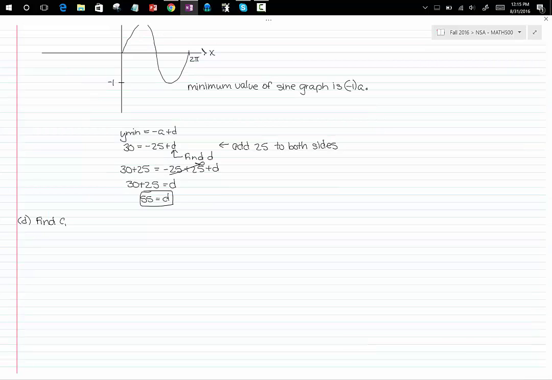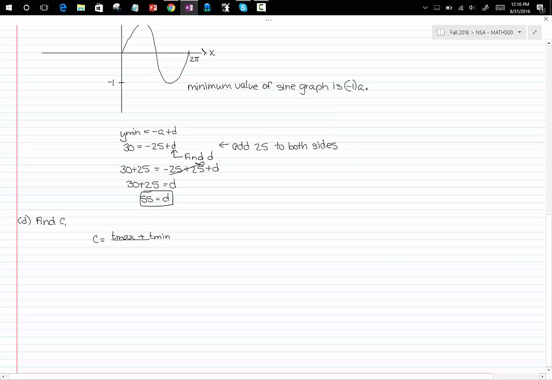So with c, we just want to take the times at y max and y min and average them. So here we can write t max plus t min divided by 2, and then plug in what we know. So t max is equal to 8, t min is equal to 2, divided by 2. 8 plus 2 is equal to 10, divided by 2. And 10 divided by 2 is 5, and that is what c is equal to.